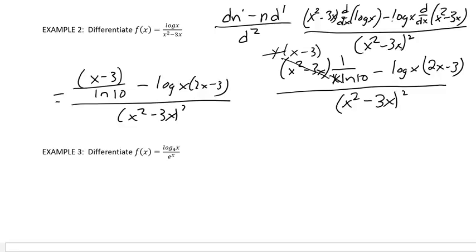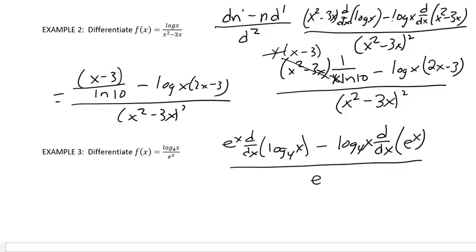Right. Let's do example 3. So same thing, you use the quotient rule again, so it'd be the denominator times the derivative of the numerator minus the numerator times the derivative of the denominator all over the denominator squared.